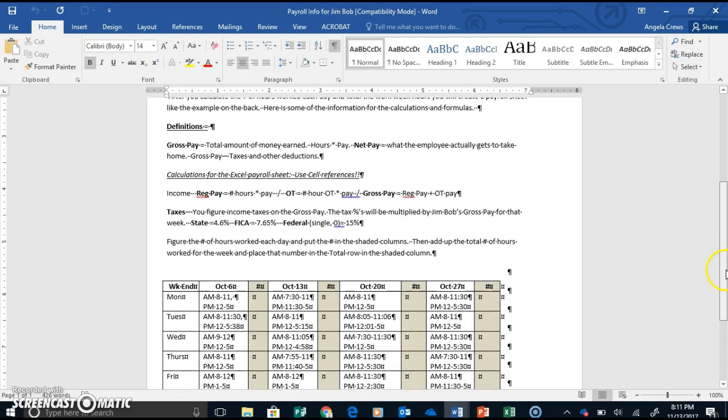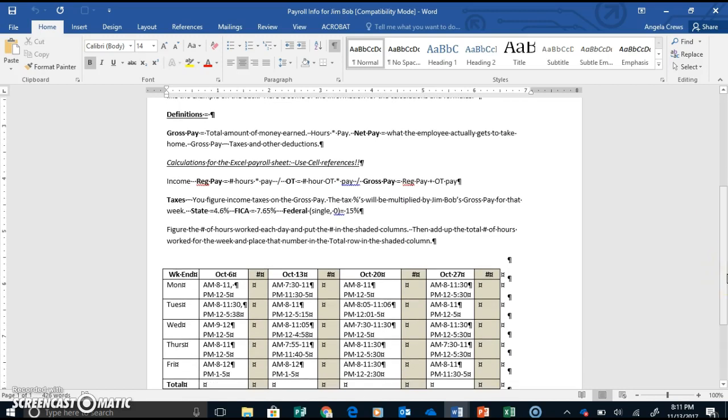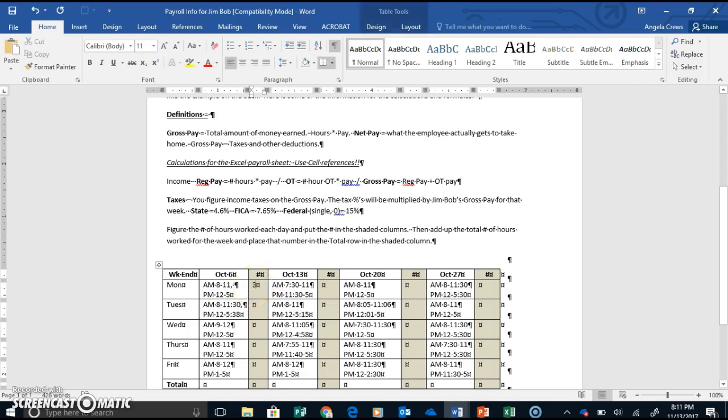Okay, so now here you need to figure up the total amount of hours worked. So there's going to be 2 times per day. So he worked from 8 to 11 on Monday. So you would count that 8 to 9, 9 to 10, 10 to 11. So you'd put a 3 right here. Then it says that he worked from 12 to 5 in the afternoon. So you would count 12 to 1, 1 to 2, 2 to 3, 3 to 4, 4 to 5. So there's 5 hours.